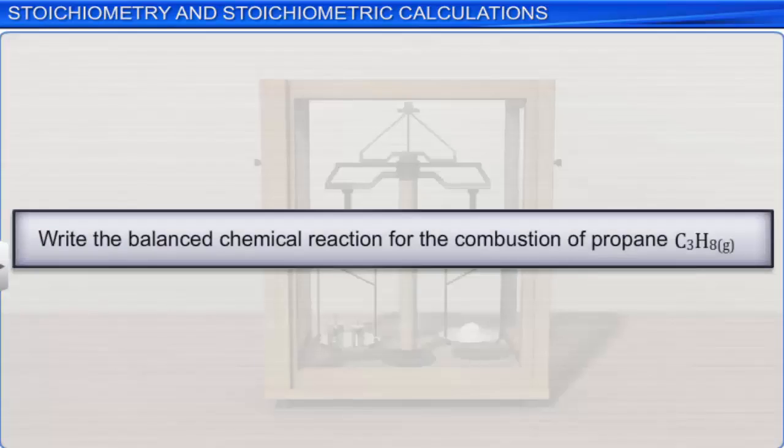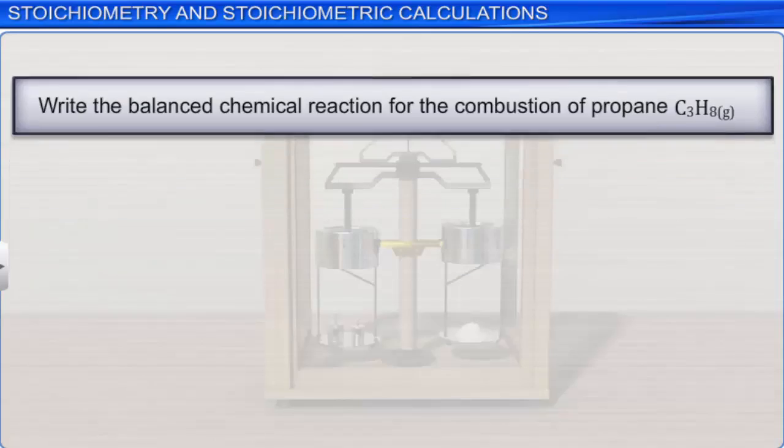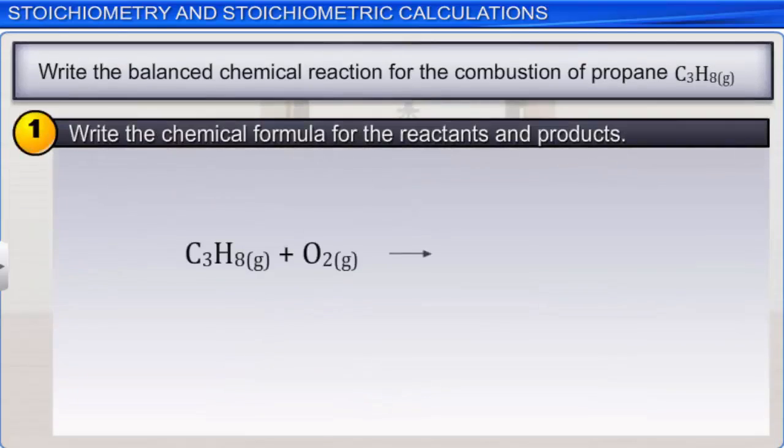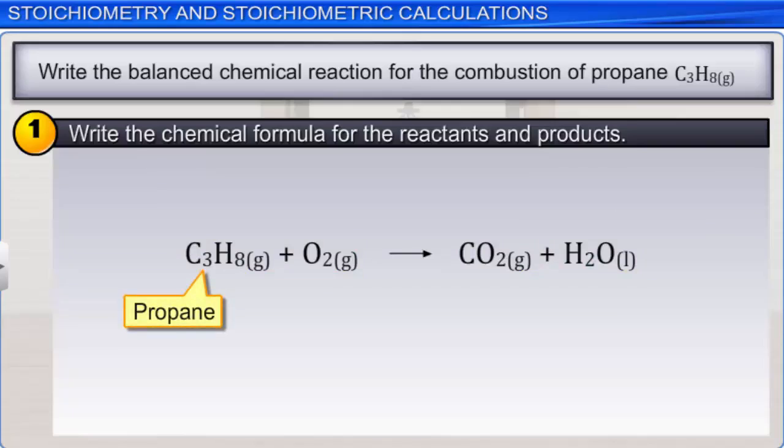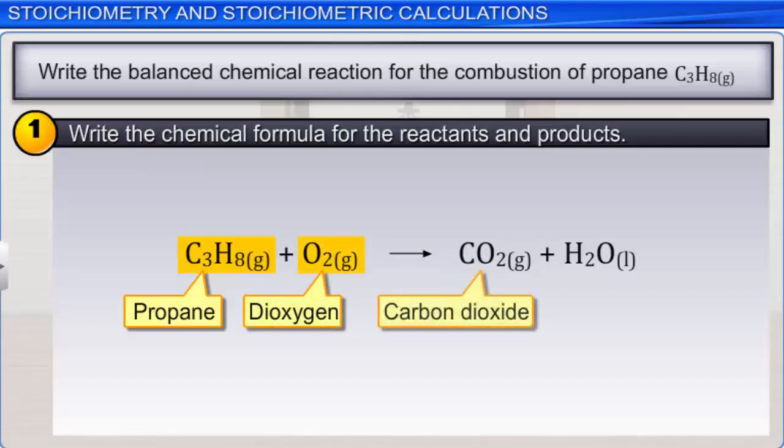Let's say we have to write the balanced equation for the combustion of propane. The first step is to write the chemical formula for the reactants and products. In this case, propane, that is C3H8, reacts with dioxygen, O2, to form carbon dioxide, CO2, and water, H2O.